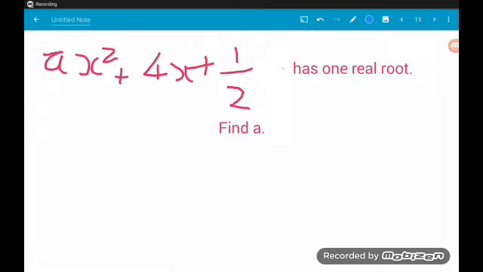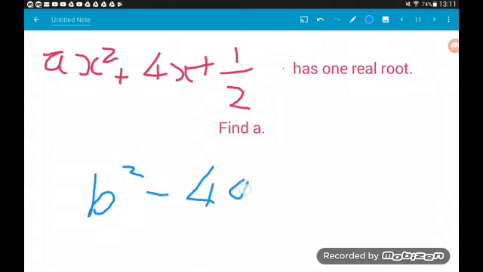Okay, question 2. Ax squared plus 4x plus 1/2 has 1 real root. We want to find the value of a. So, in terms of the discriminant, what does it mean if a quadratic has 1 real root? Well, that means b squared minus 4ac is equal to 0.